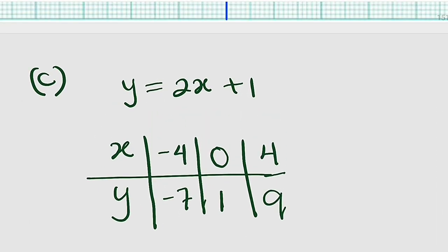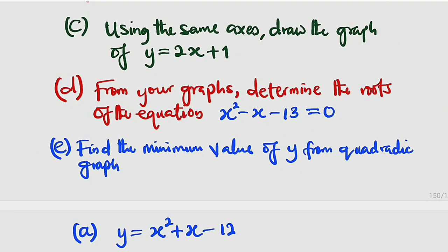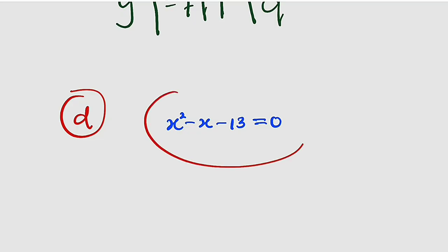Now let us move on to the D part. Then the D part, we are asked to find the roots of the quadratic equation x squared minus x minus 13 equal to 0 from the previous graphs. That is the 2 graphs we have constructed. All right, let me just copy this one. So the D part, we would like to find the roots of this quadratic equation without forming a new table. We have to use the previous graphs. So how can we do that?